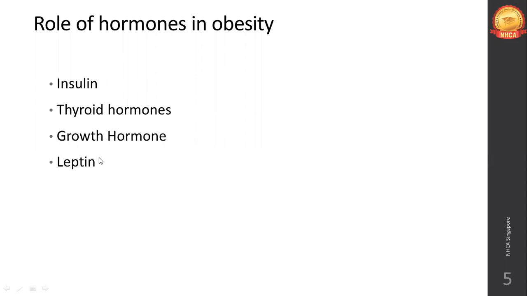So when the small intestine is not able to produce leptin, or your body cell receptors are not reacting to leptin, what will happen? You will keep eating more, overeat, and it will lead to obesity. Yeah, ghrelin is the complete opposite of leptin.